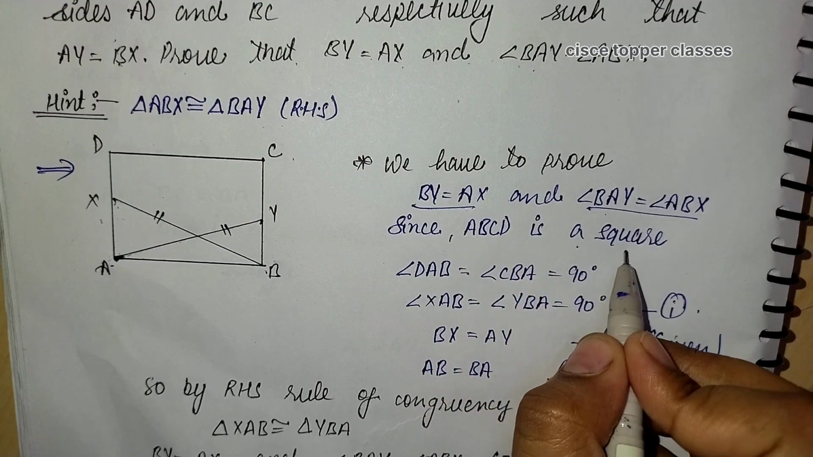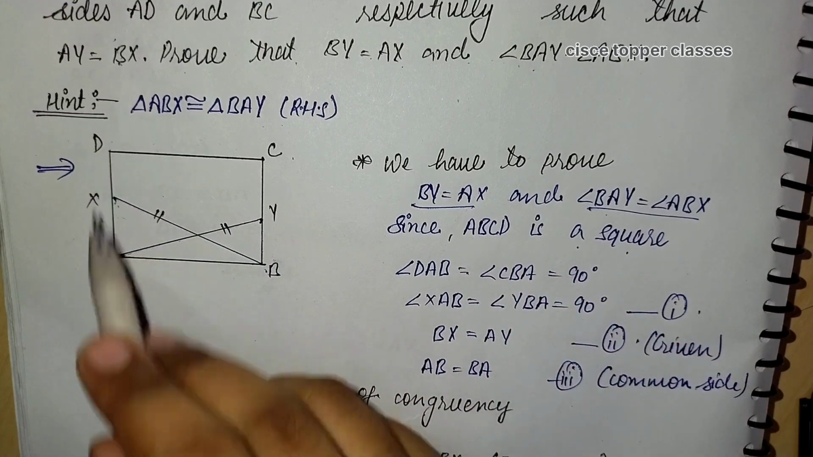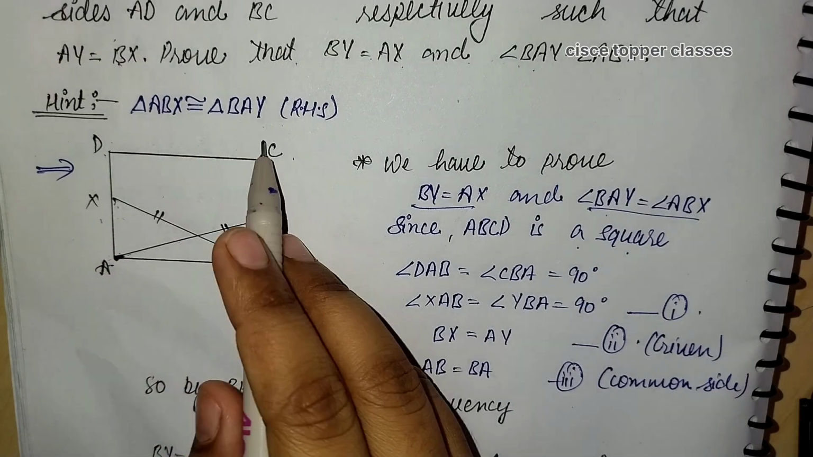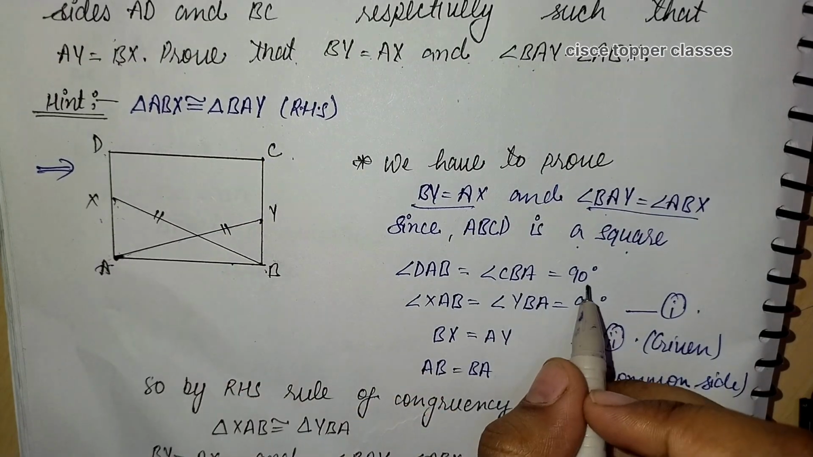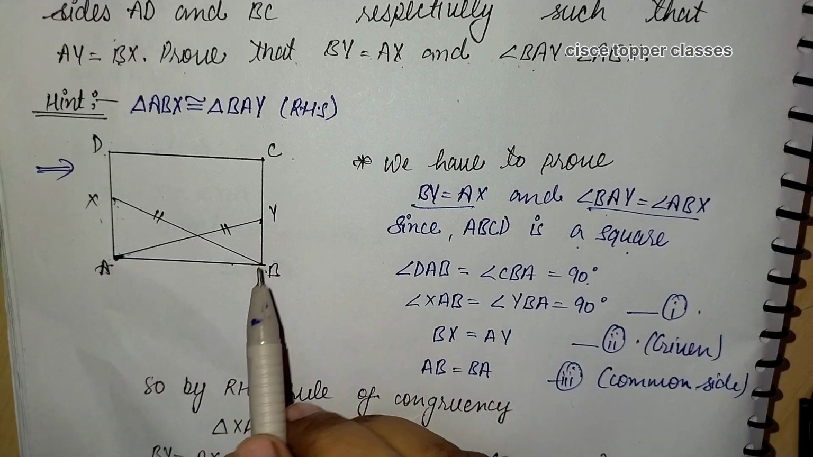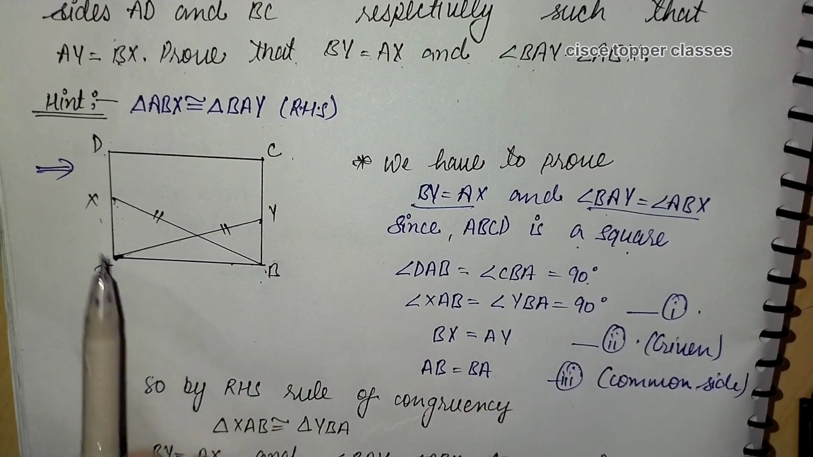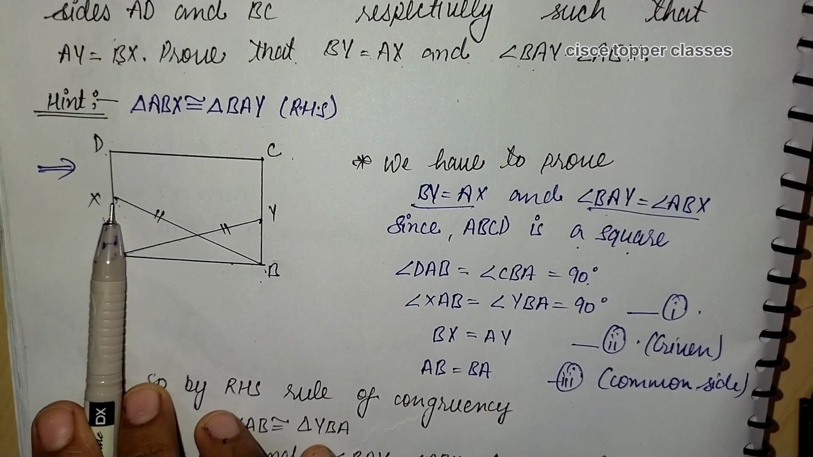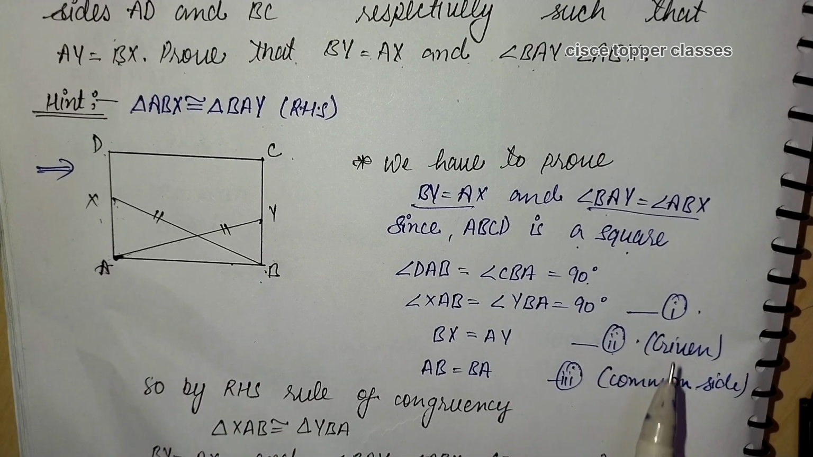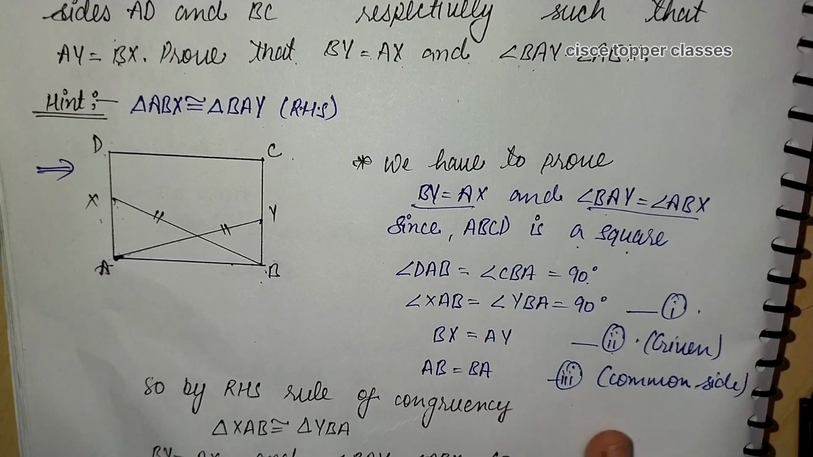Since ABCD is a square, we can simply say that the corners are of 90 degree, means angle DAB and angle CBA we can write as 90 degree, and similarly we have XAB as 90 degree and YBA is 90 degree. Now we can simply write as BX is equal to AY. So this is the second part given to us. Now we have AB as common. So this is the common side here.